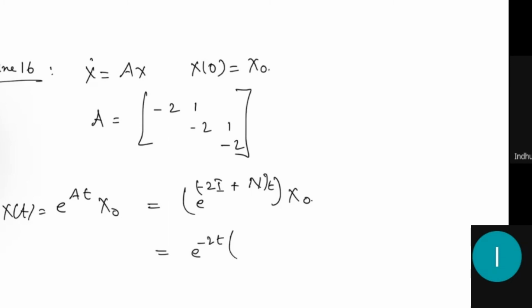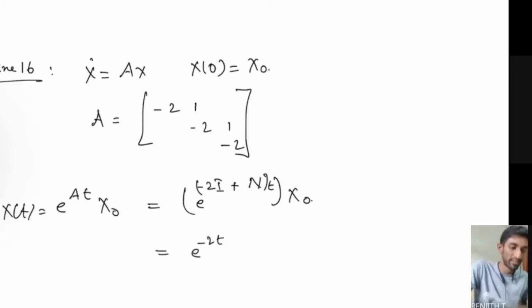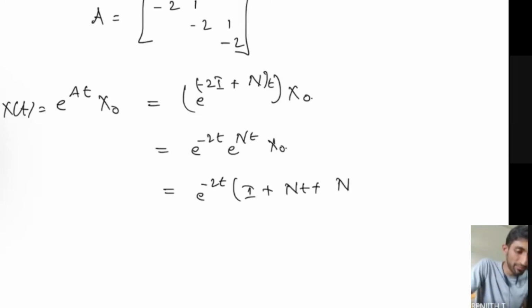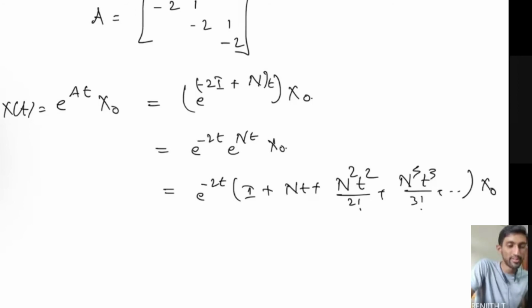I plus. So this will be e power nt times x naught. So this will be e power minus 2t into I plus nt plus n square t square by 2 factorial plus n cube t cube by 3 factorial plus etc., times x naught, right?